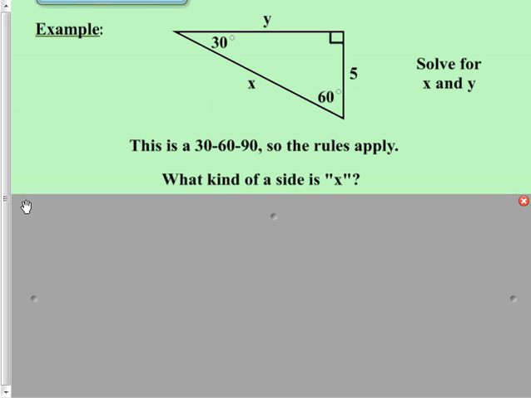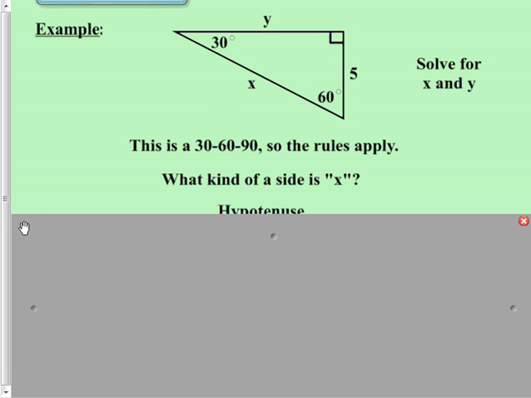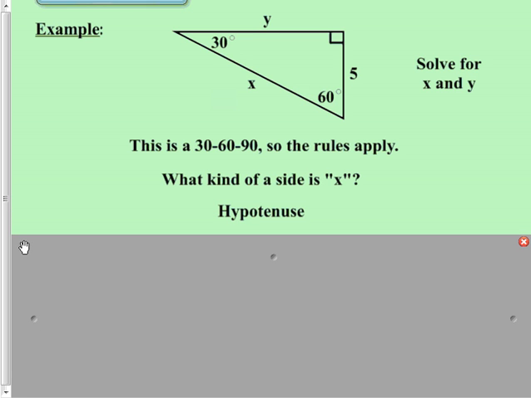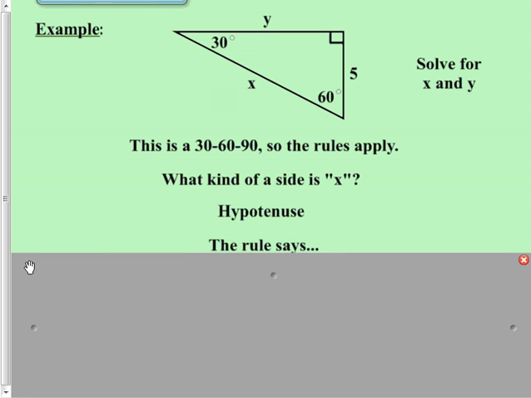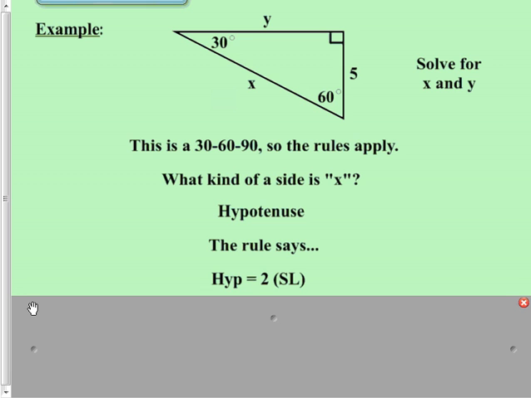Let's take a look at x. What kind of a side length is the side that is marked x? Is it a short leg or a long leg or a hypotenuse? It is the hypotenuse. It is across from the right angle. So let's see if we can find a rule that talks about the hypotenuse. The rule says hypotenuse equals 2 times your short leg. Well, we already know the hypotenuse is x, and which of these two values is the short leg? Is it the 5 or is it the y?